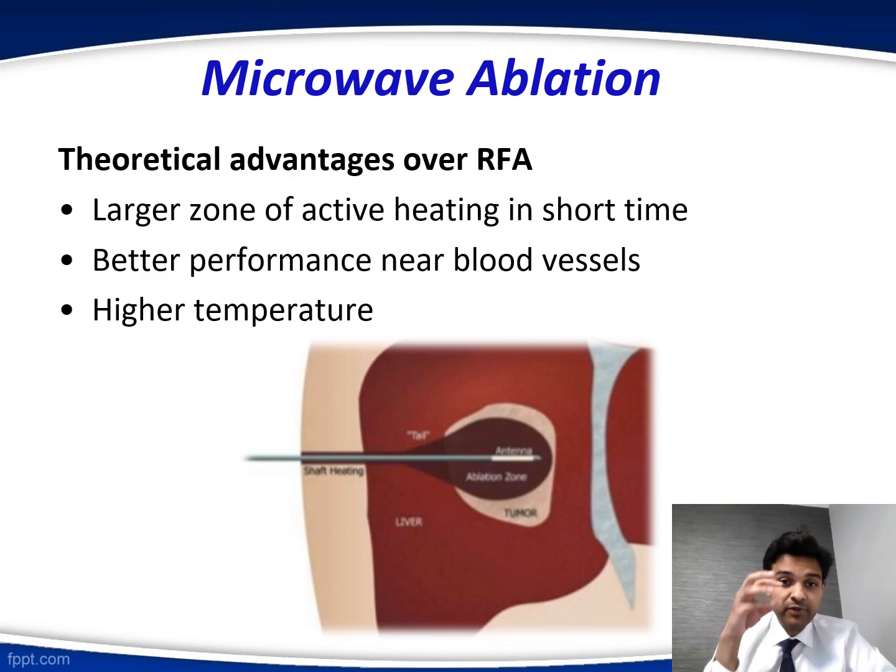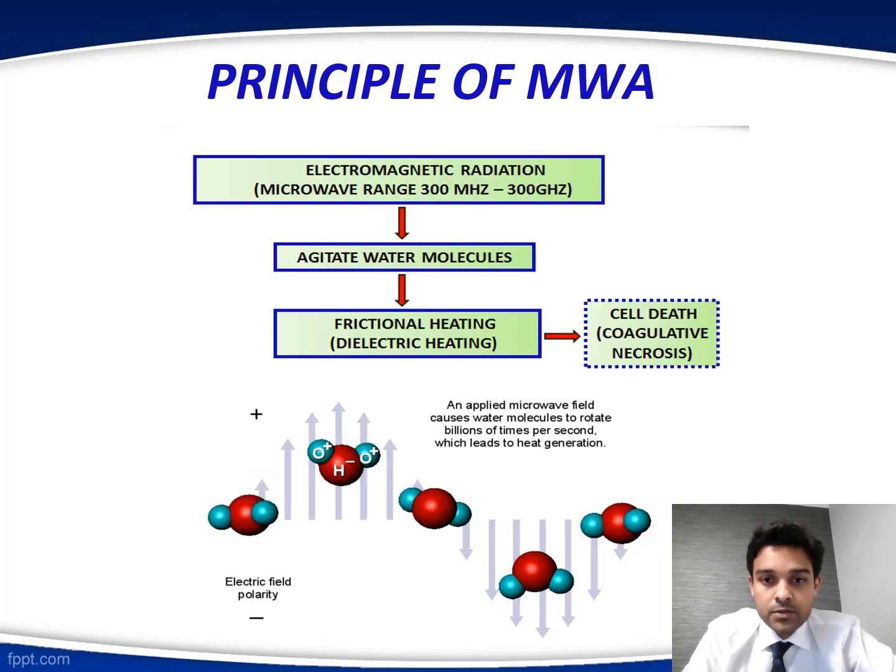As I said, with the larger zone, the ablation is better and the target tissue is encompassed in that ablated zone. So let us talk about the principle of microwave ablation. What is the principle? Very simple. Electromagnetic radiation in the range of 300 megahertz to 300 gigahertz is applied, which agitates the water molecules, which causes frictional heating due to dielectric heating, which causes cell death, coagulative necrosis.